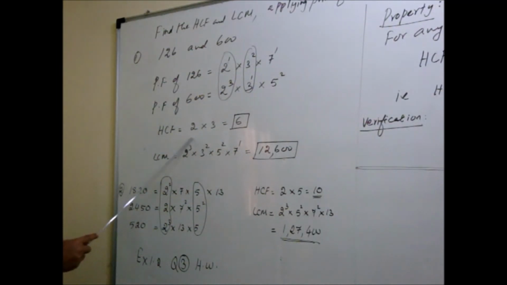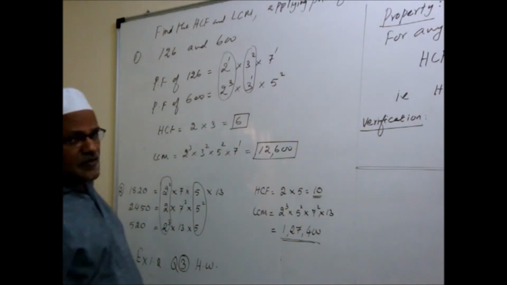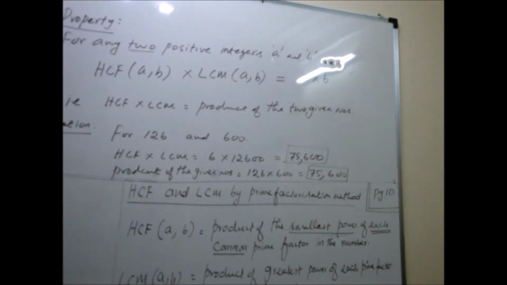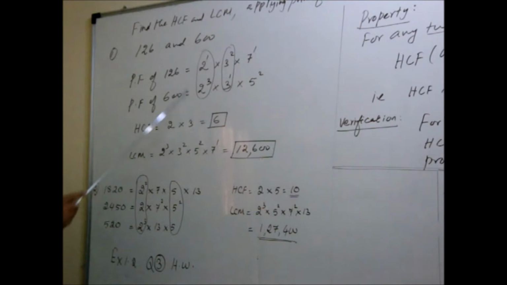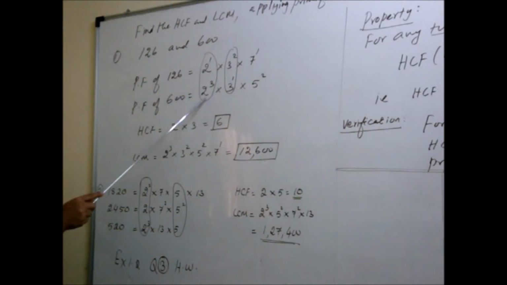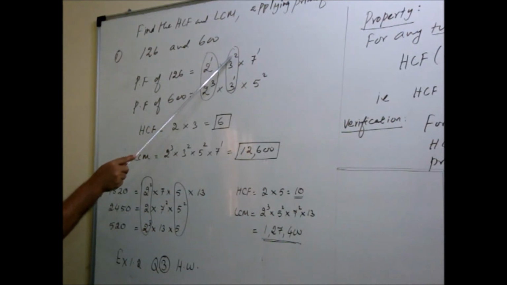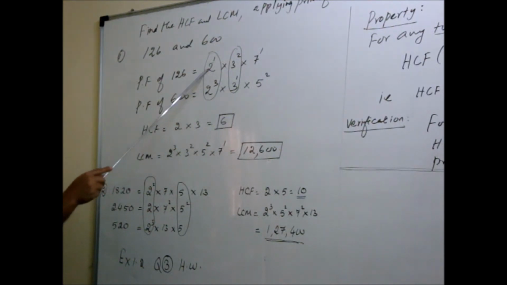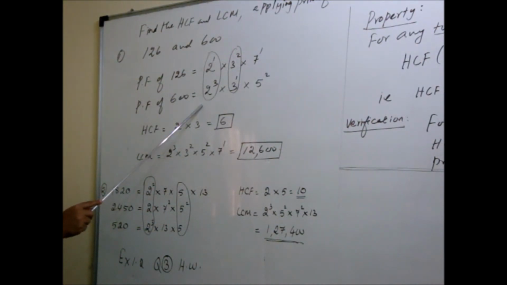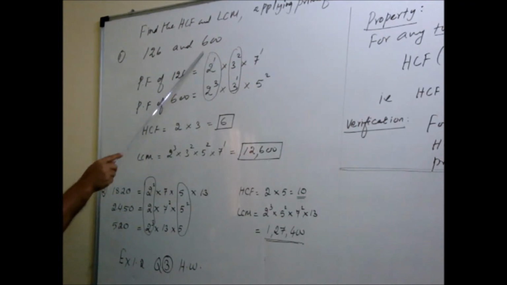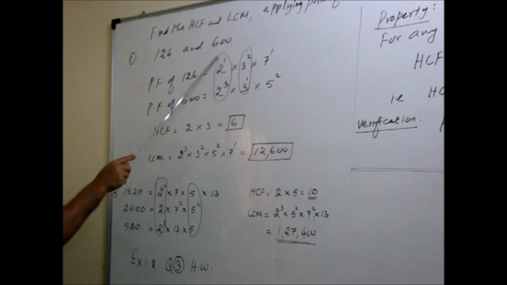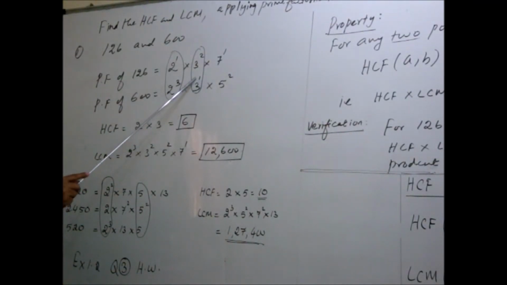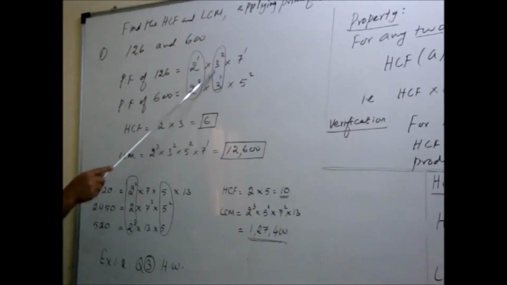Now, for HCF, come back to this. HCF is the product of the smallest power of each common prime factor. Now I am seeing what is common. Here, common are 2 power 1 and 2 power 3, and 3 square and 3 power 1. The 5 and 7 are not common. Among the two 2's, I take the smaller power, 2 power 1. Among the 3's, the smallest power is 3 power 1, so I take 3. I should not take 3 square.